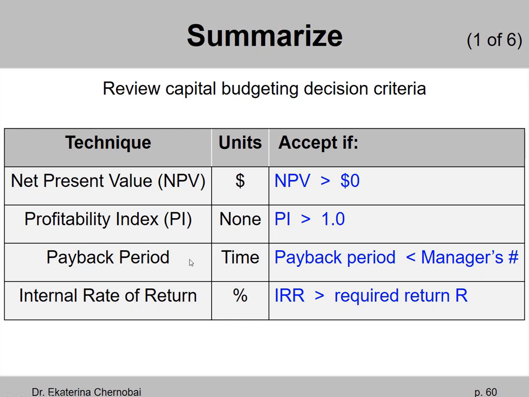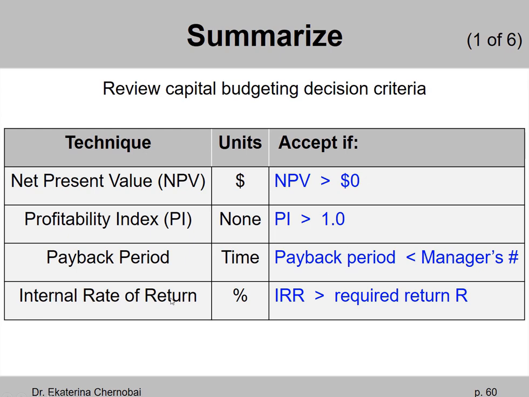The payback period approach instead calculates time, how many years it takes you to get your invested money back. And the rule says if the payback period is below the required payback period, something that the manager decided is a reasonable amount of years to wait, then that project should be accepted.